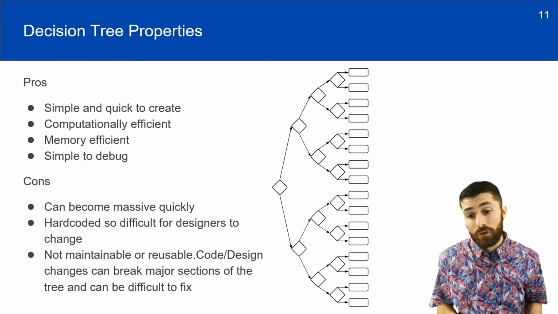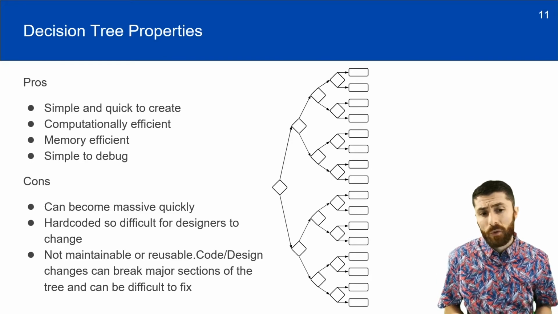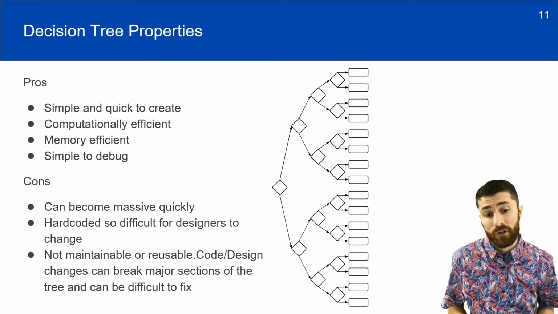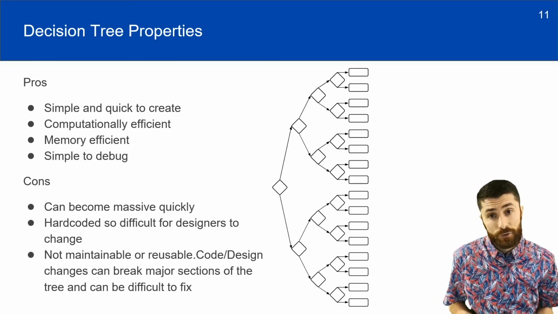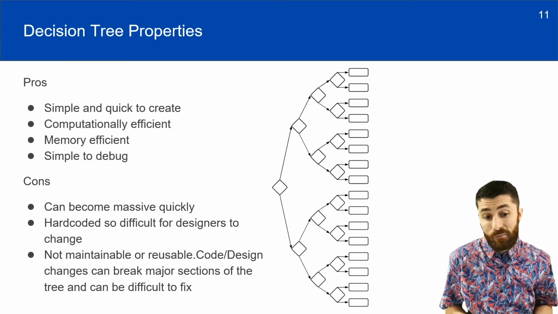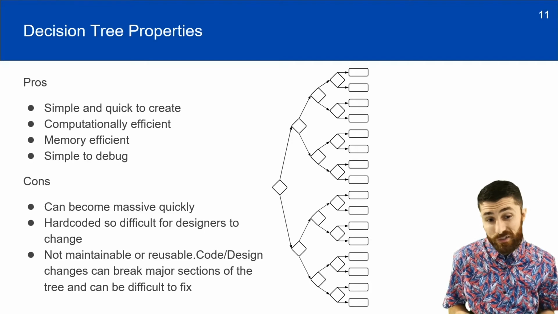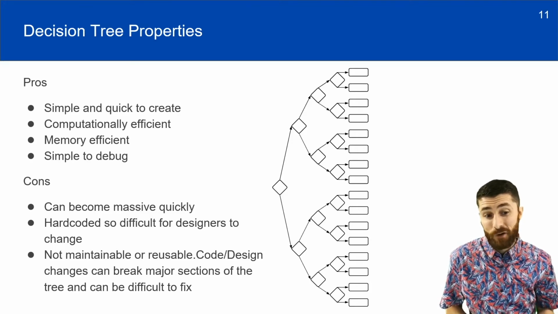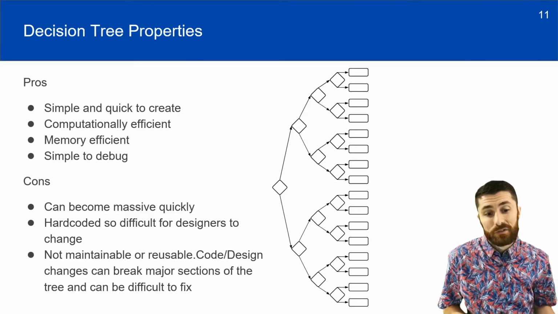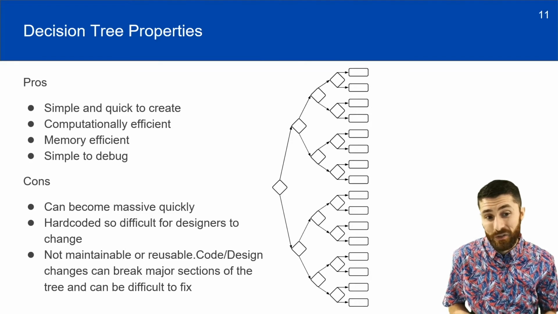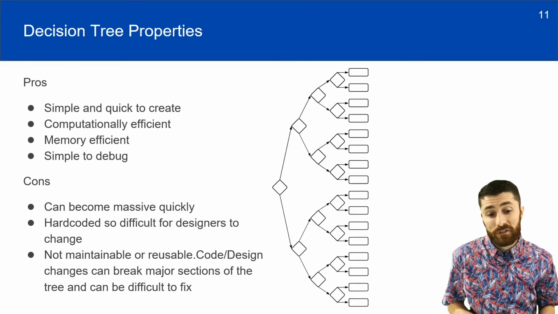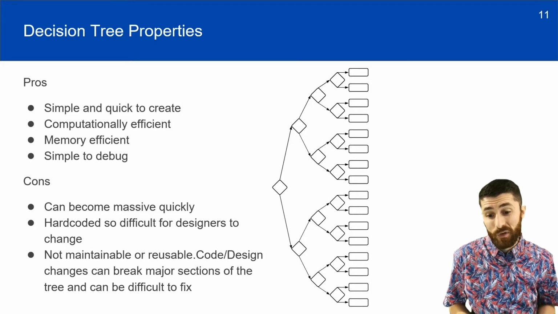However, there are a lot of cons. They can become really, really big very, very quickly. Have a look at this decision tree on the screen, for instance. There's not really that many decision points. An AI can have a lot more than this. So I wouldn't say this is a lot at all. And you can see already just with that amount of decision points, it's getting really complicated very quickly.